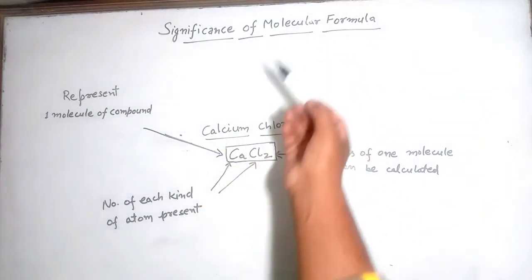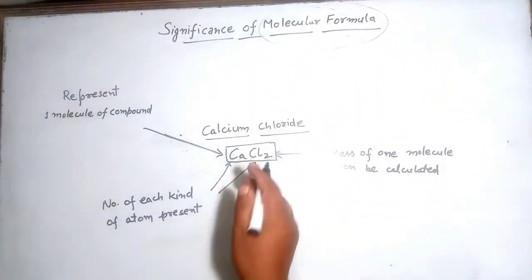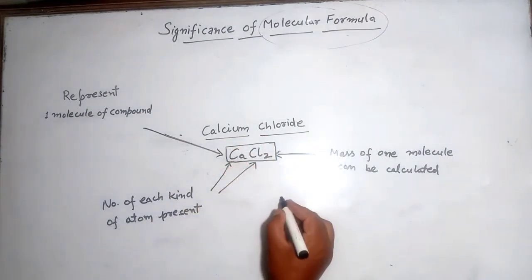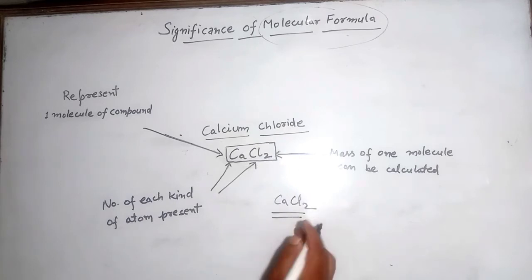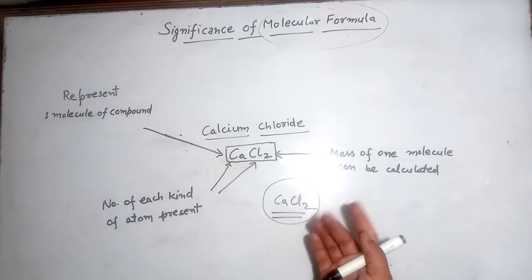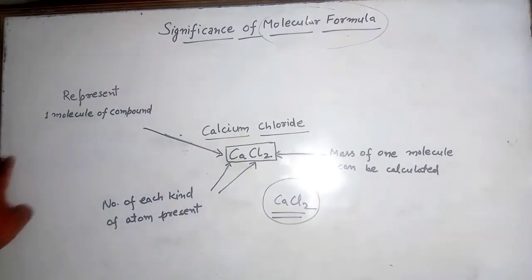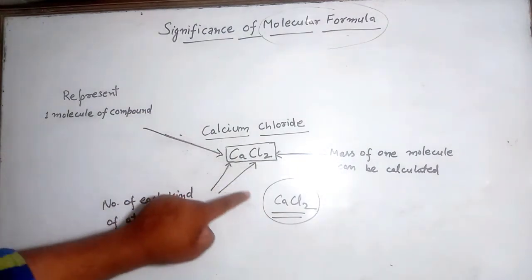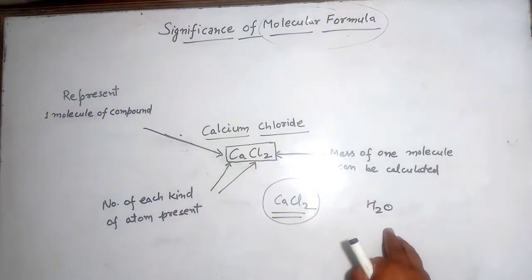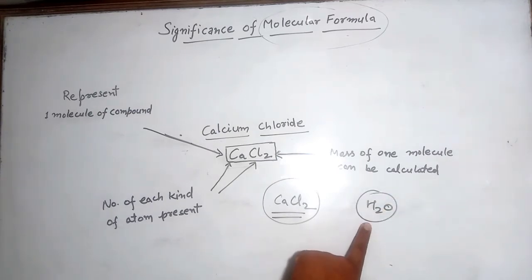Significance of molecular formula. What is the use of molecular formula and how is it helpful for us? Suppose I take the example of calcium chloride, CaCl2. First of all, because it is a molecular formula, it will represent one molecule of that particular compound. Here it is calcium chloride, like H2O. H2O is the molecular formula of water, and it represents one molecule of water.